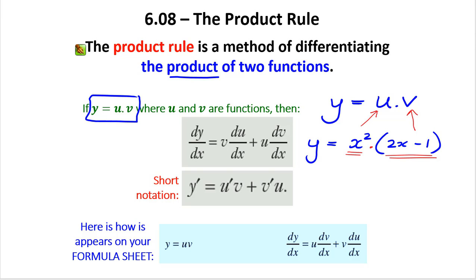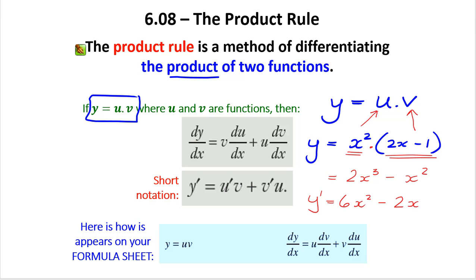Now you might be thinking, can't I just expand the brackets here and then differentiate both of those terms? For instance, if we expanded this expression, we would get 2x cubed, and x squared times minus 1 gives us minus x squared. If we then differentiate that one element at a time, remember the 3 multiplies by the 2 to give us 6x squared, and this term here would be minus 2x.